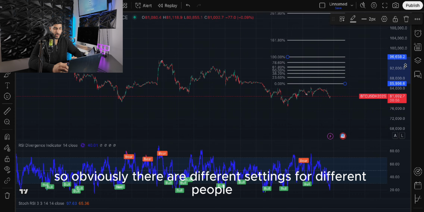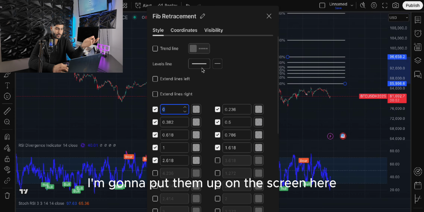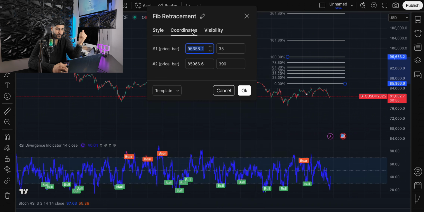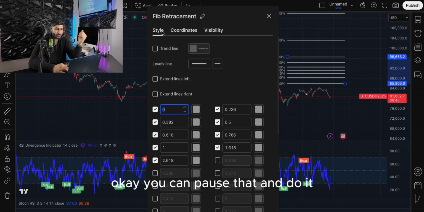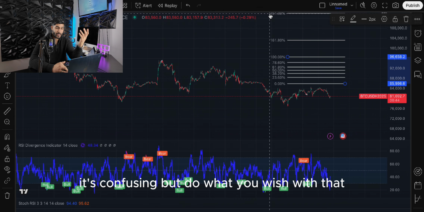So obviously there are different settings for different people. So just so that you know my settings, I'm going to put them up on the screen here. Okay, you can pause that and do it. Obviously some people like adding different colors. To me, it's confusing, but do what you wish with that.